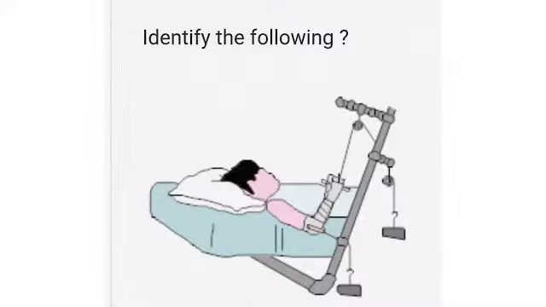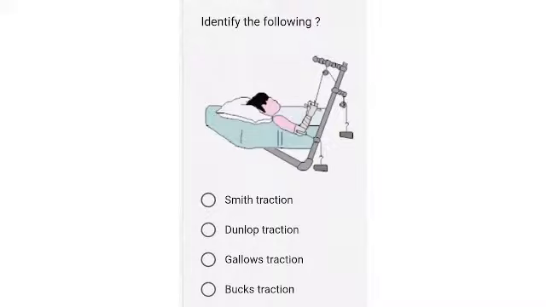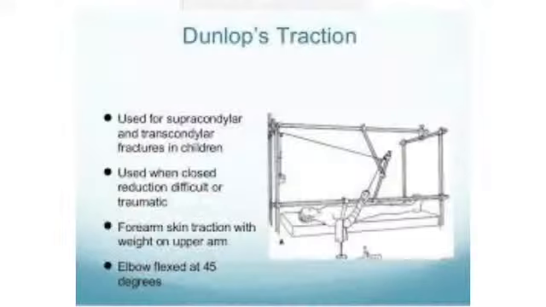Can you look at the pictures? Okay, identify the following. It is one of the tractions. Option A, Smith traction. Option B, Dunlop traction. Option C, Gallows traction. Option D, Bucks traction. Can you tell me what type of traction it is? The correct answer is Dunlop traction.